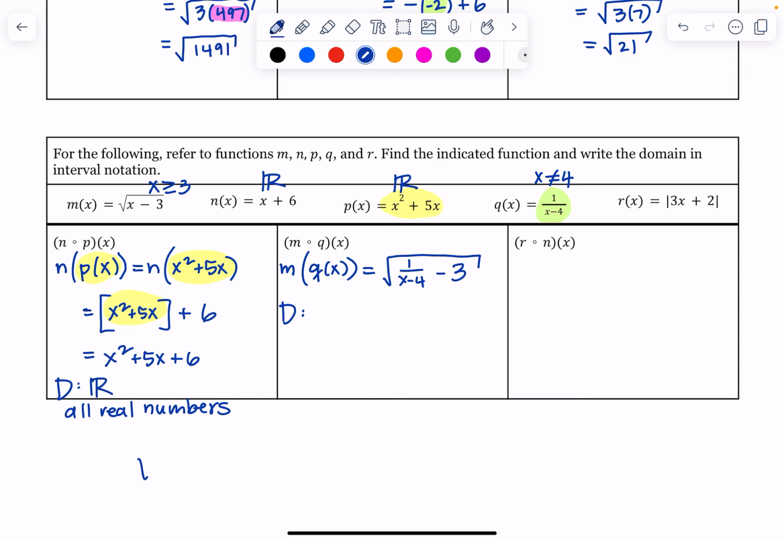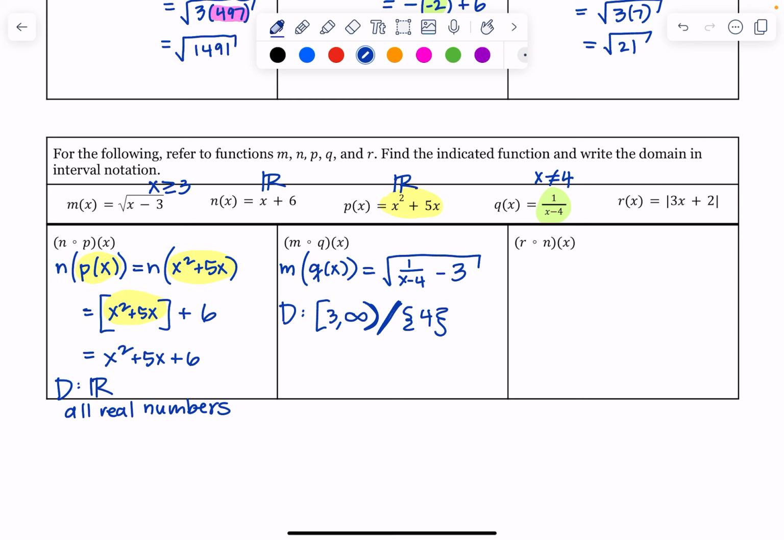Okay, so when I consider the domain of m of q of x, x can't be 4, and x has to be greater than or equal to 3. So we'll just do 3 to infinity, and then backslash or delete that 4.